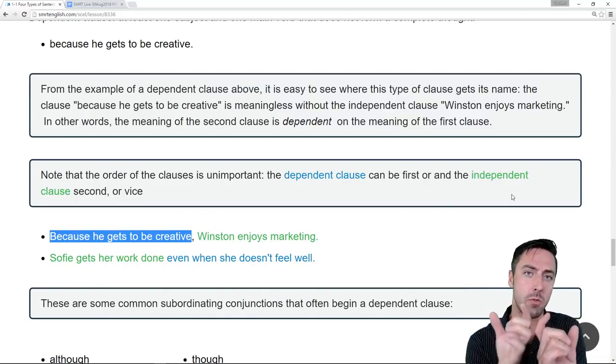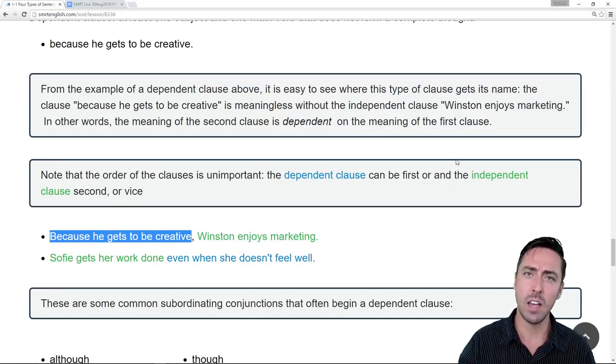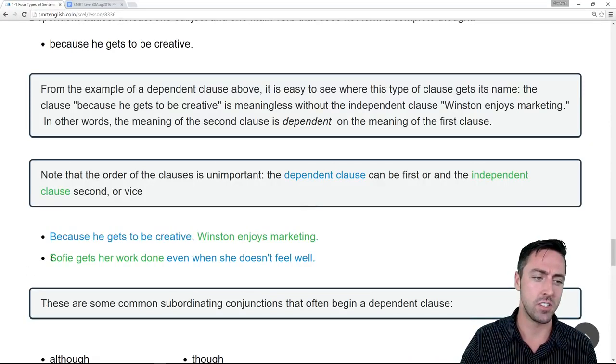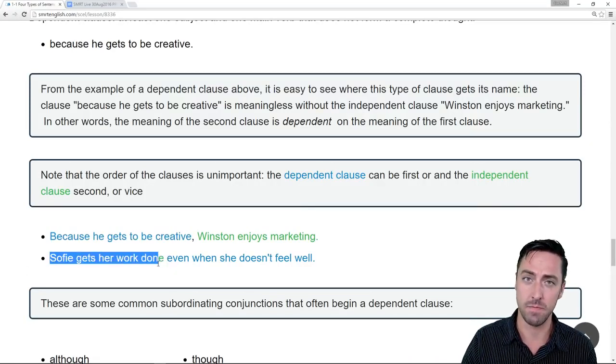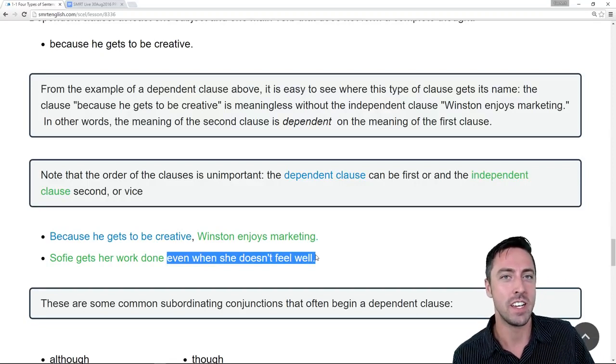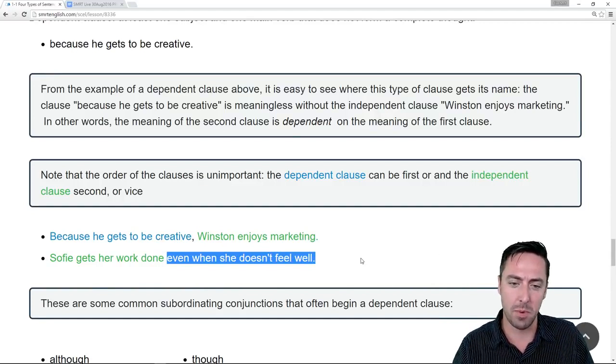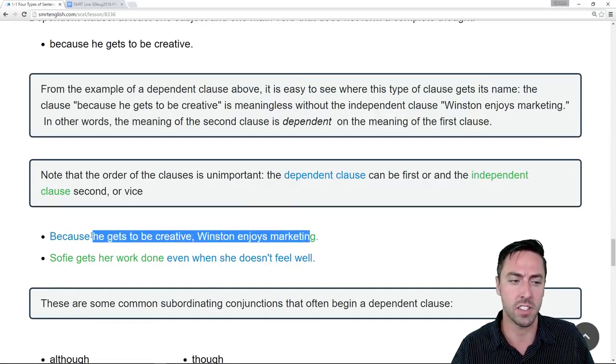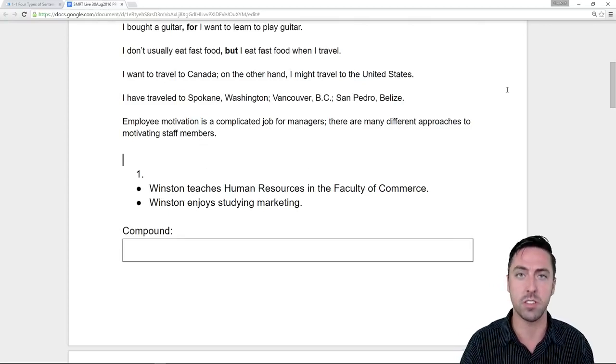We can switch those, however. We can switch them around. And we could begin with the independent clause, such as Sophie gets her work done. And we can add a dependent clause, even when she doesn't feel well, even when she does not feel well. I could also do this with each example and simply switch them around. Let me show you here actually. I'll show you the comparison between the two.